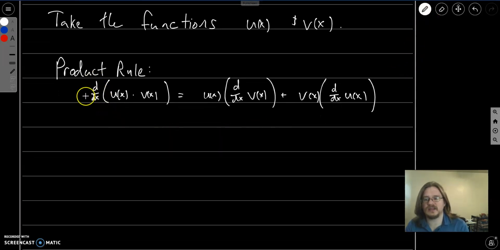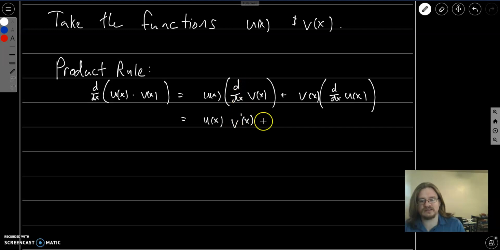It says that if we take the derivative of two functions that are being multiplied together, what we do is we take one function times the derivative of the other, plus, and then we switch around, the second function times the derivative of the first. So, said another way, to write this down would be u of x times v prime of x, the derivative, plus v of x times u prime of x.